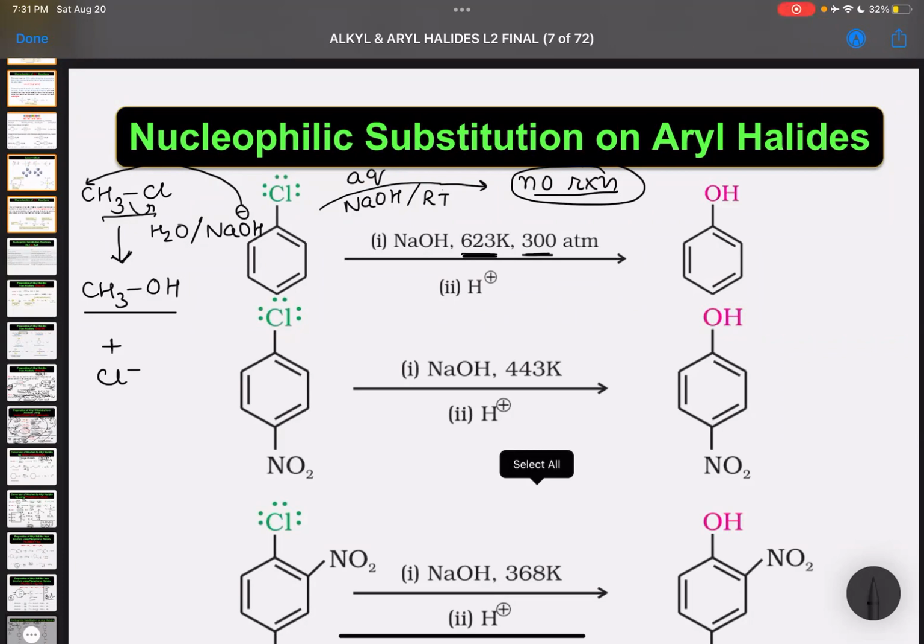This is known as bimolecular nucleophilic aromatic substitution. Bimolecular NAS, nucleophilic aromatic substitution. It is bimolecular, just like SN2, but SN2 was happening on alkyl halide. On aryl halide, you will say bimolecular NAS.